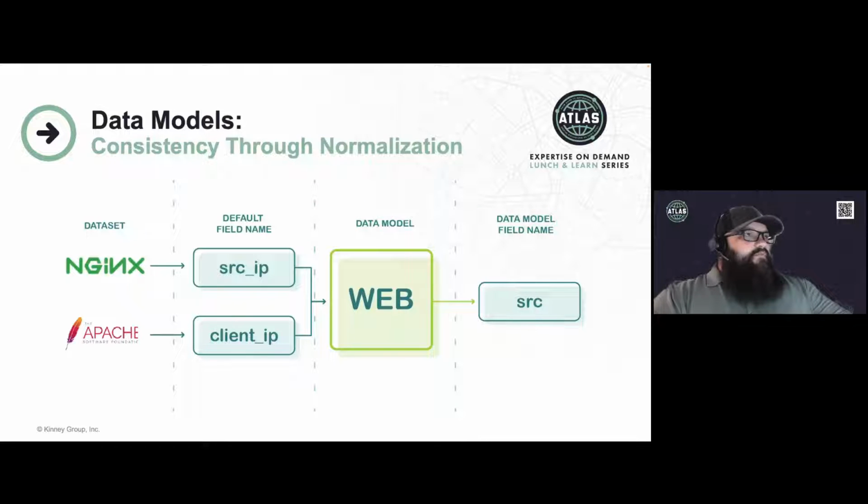Here we have the basic operation of how a data model works. Once the data sets, Nginx and Apache in this diagram, have been normalized, we can search against the data model and its fields to return the data from all associated data sets. So searching the web data model using the field name src will return results from both Nginx and Apache and their field names associated with src. So we effectively search both data sets with a common field and no unique index references.